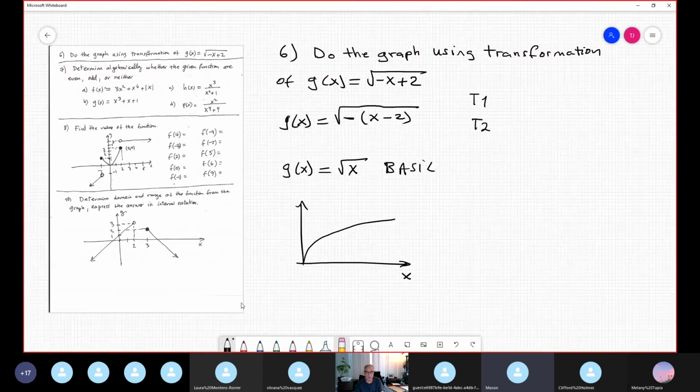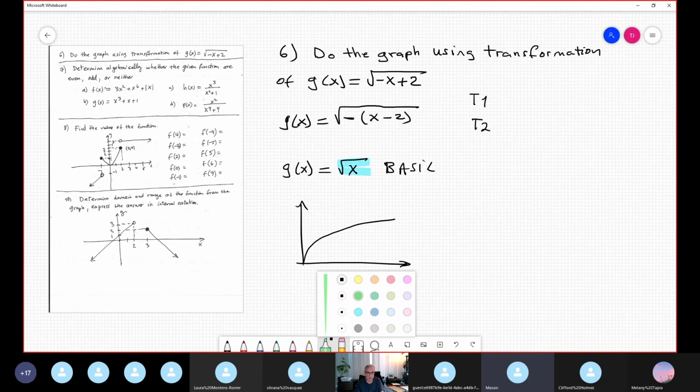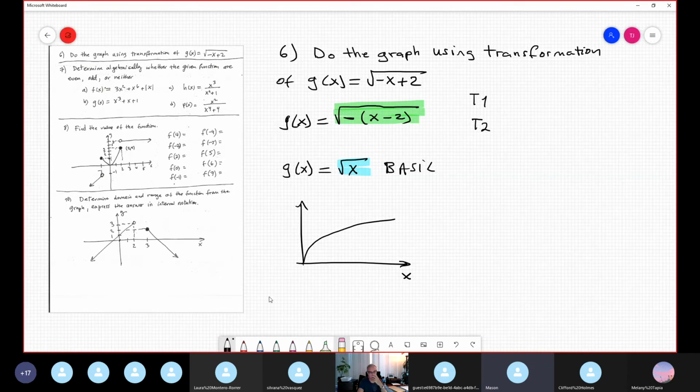What is the first one? What is the second one? Okay, we have to compare this. This is the basic without transformation, and this is the new one with transformation. What transformation can you see? I need to classify in what direction it moves: stretching, compressing, reflection, whatever. Can you help me, guys? What is the first transformation, in your opinion?